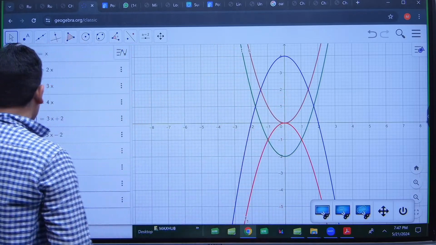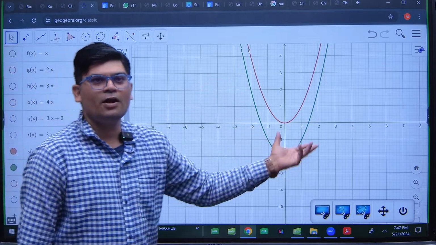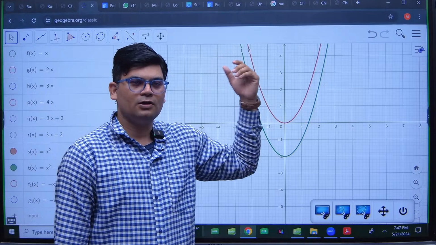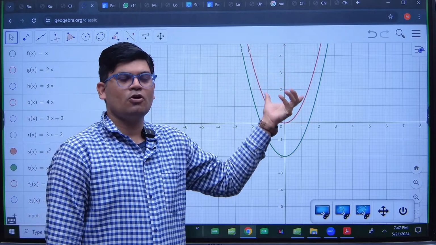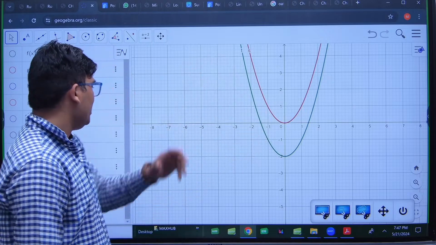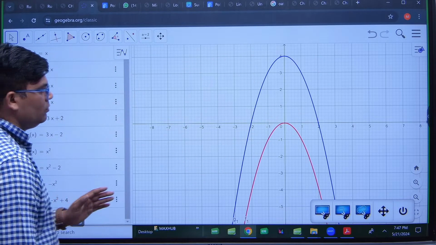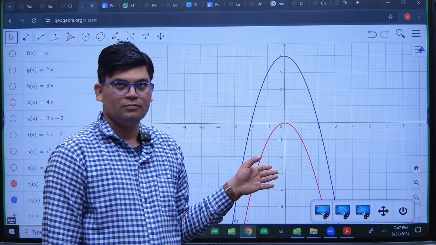So let me show you all the different graphs. These graphs are known as concave up. This is a concave. You have learned that in physics, concave mirror, concave lens. So this is concave up. If I draw the other way, it will be concave down. This will be concave down. Are you getting it? Okay.